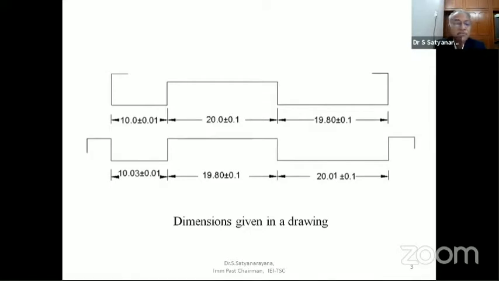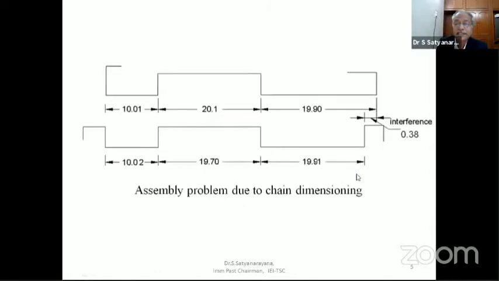For example, the male portion there is 10 and the female portion is 10.03. And female is more, so automatically it will get assembled. Similarly, all other slots and projections. But because of this kind of dimensioning, it will not get assembled. You can just see this. This is the interference we are going to get. If you do not take care of such small problems while designing, we'll have a lot of rejections at the end.